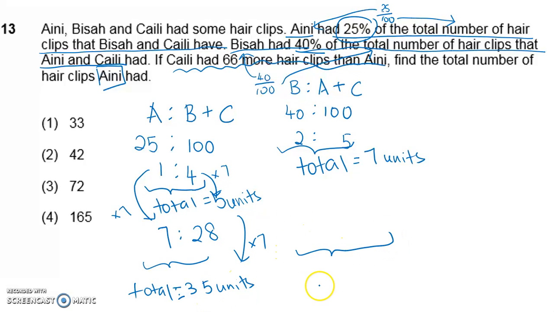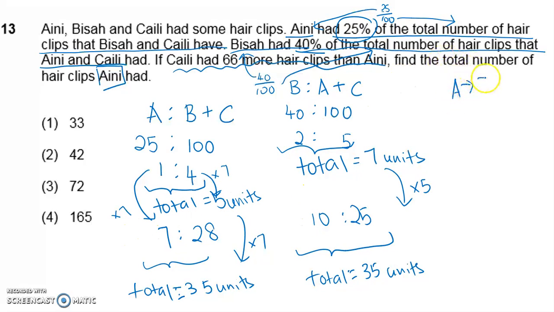Similarly, I also want this total to be 35 units because they are equal, isn't it? They're just two different ratios, but we know that the total is still the same. Okay, how do I get 35 units? It's actually 7 times 5. Similarly, I'll take 2 times 5 is 10. 5 times 5 is 25. Check. 10 plus 25. Yes, it is 35. Okay, so this is the new ratio that I have. I know that A is 7 units, right? I know that B is 10 units.